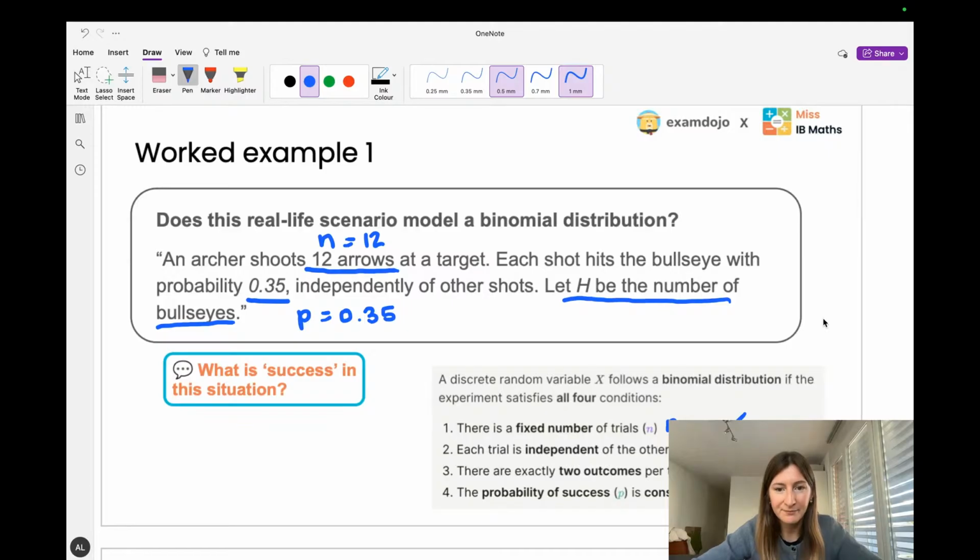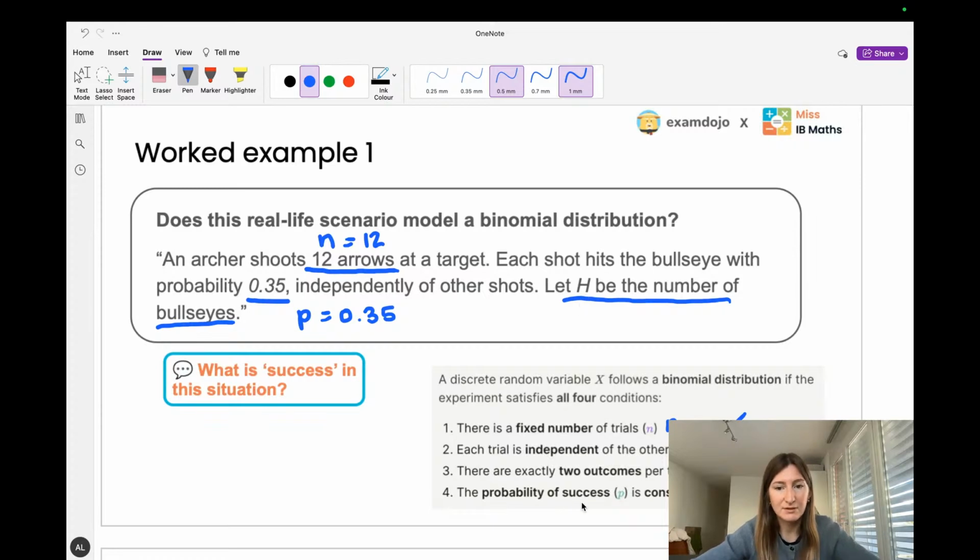So they're independent. All right, there are exactly 2 outcomes. Remember, when we're shooting arrows at a target, there could be multiple outcomes, but what we're interested in is whether it is a bullseye or not a bullseye. So those are our success or failure. Success could also be the number of not bullseyes if they said that was our variable, which in the real life situation would be a failure. But just to remind you, it depends on what they say. So here, let H be the number of bullseyes. That is the outcome that they're interested in.